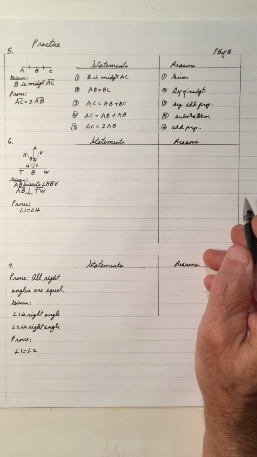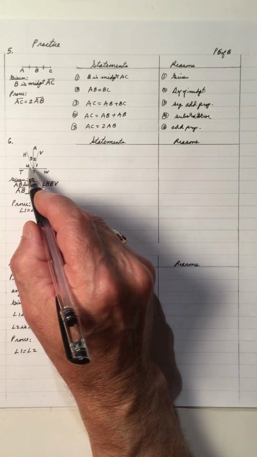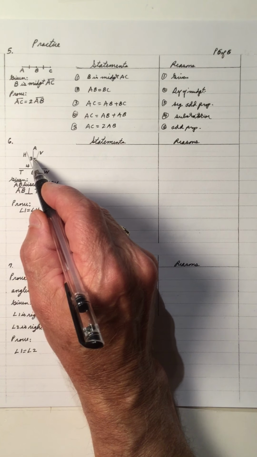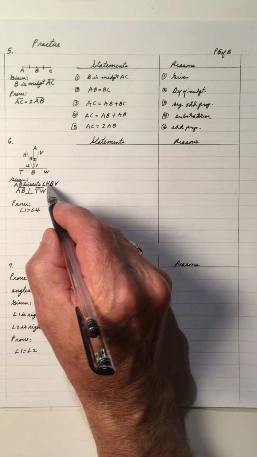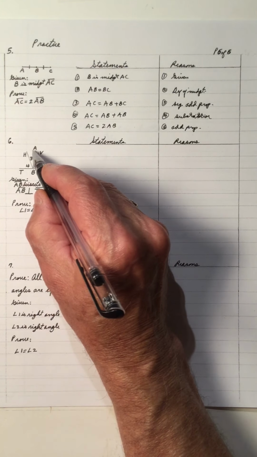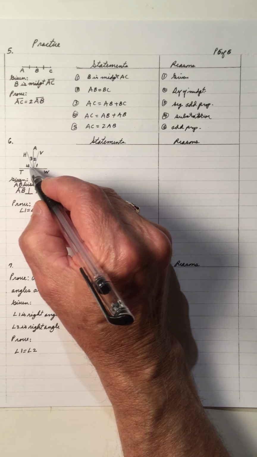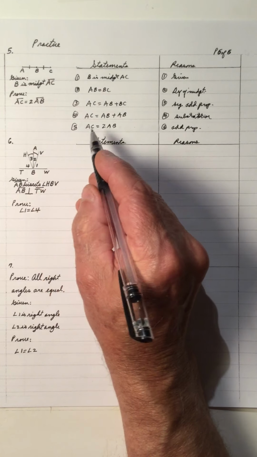Okay. And number 6. Now we have a diagram here. You can see angle 1, 2, 3, 4. And we're given that AB bisects HBV. AB bisects HBV. So that makes that angle equal to that one.